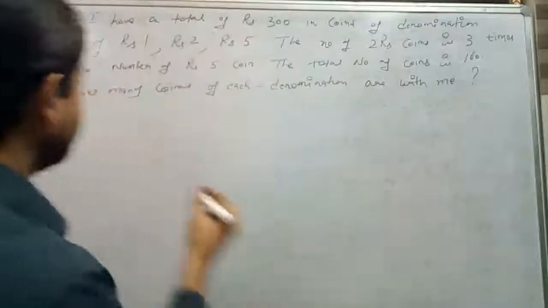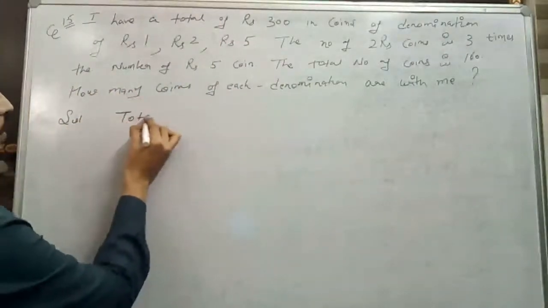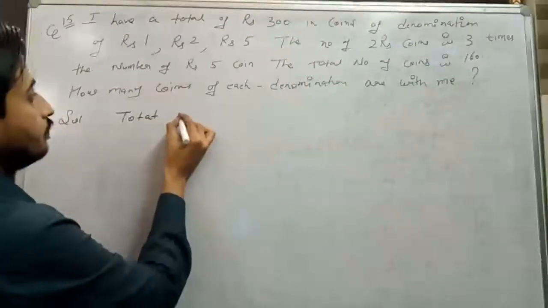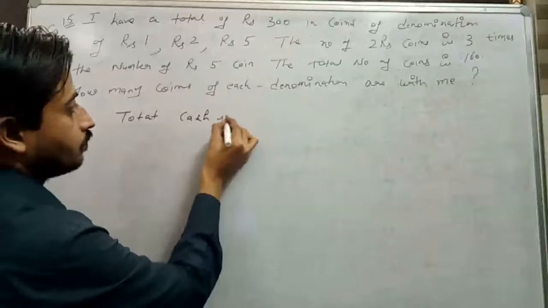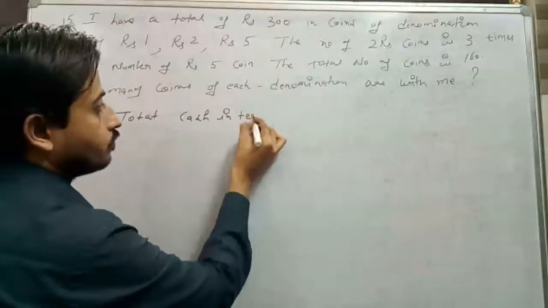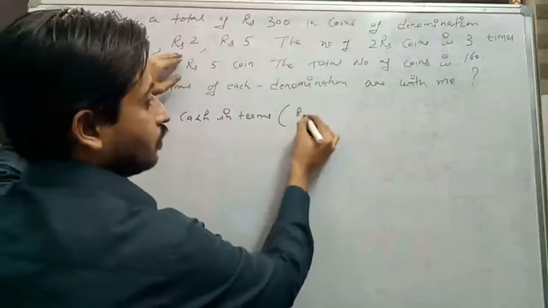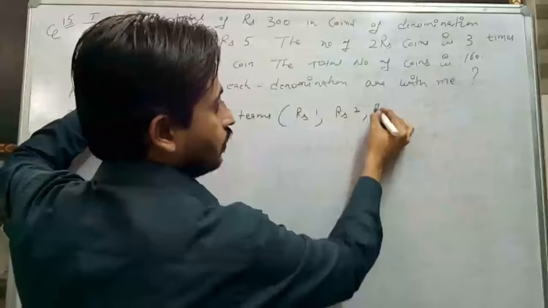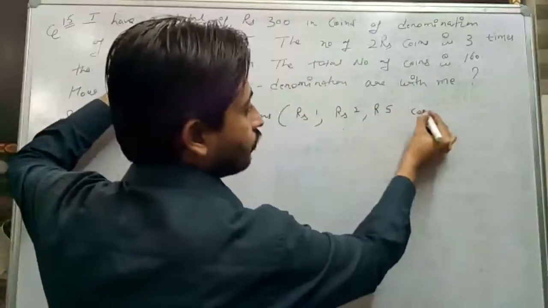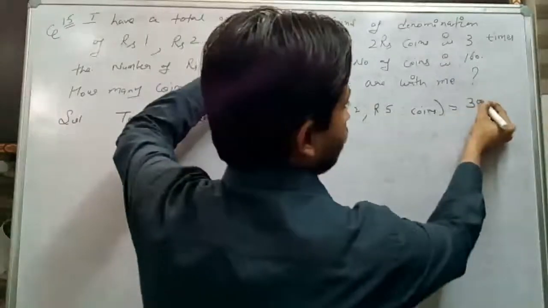So you can write total cash in terms of rupees 1, rupees 2, rupees 5 coins, which is equal to 300.